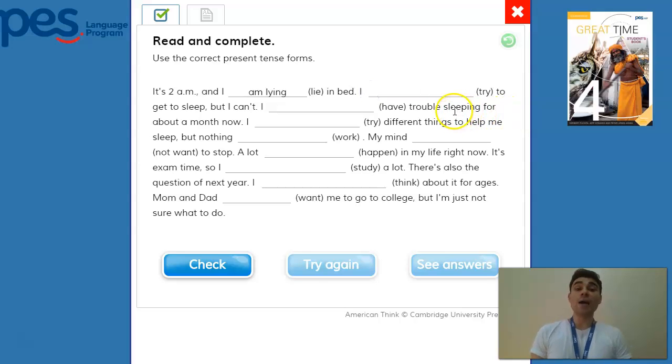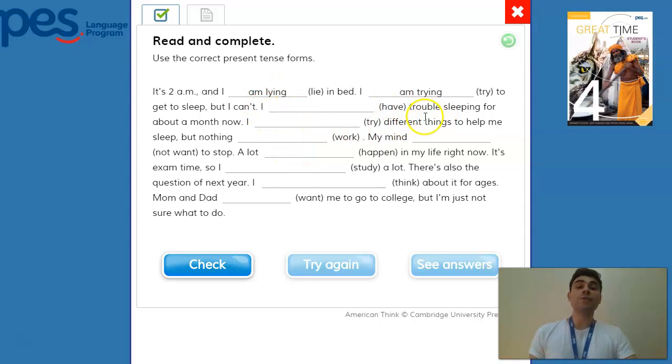Continue. I try to get to sleep, but I can't. So again, we need to check here what is the situation, what is the meaning she wants to convey. I do believe that here she's also saying that she's trying to do something exactly now that she is writing. So I am trying to get to sleep, but I can't.